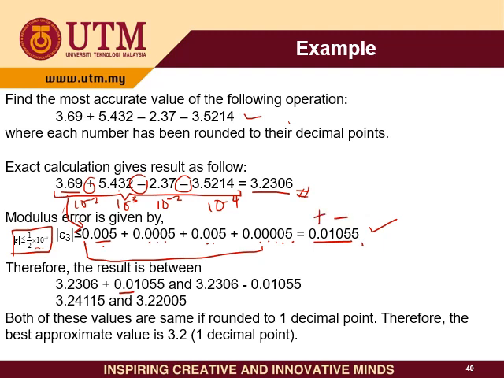Okay, so 3.2306 plus the error, we get 3.24 something, and then if you minus the error, you will get 3.2205005. So if you round to one decimal point, both of these values are the same. Therefore 3.2, so this is 4, right? So it's still 2. So therefore the best approximate value is 3.2, based on our one decimal point.